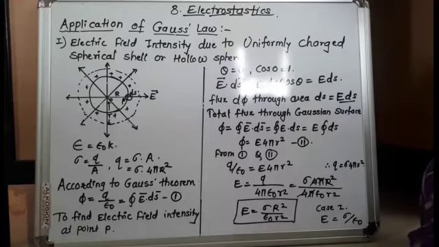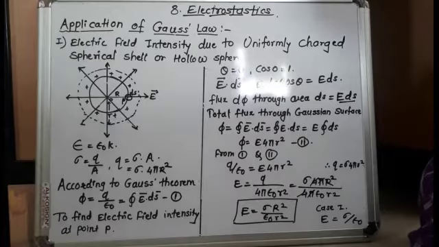The mathematical statement of Gauss's theorem is phi equals q upon epsilon 0, which equals the integration of E bar dot ds bar. Here phi means electric flux, q means charge, and epsilon 0 means permittivity in free space. In 12th standard we studied the applications of Gauss's theorem.